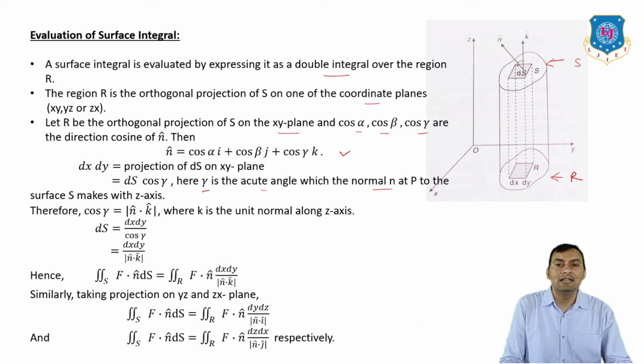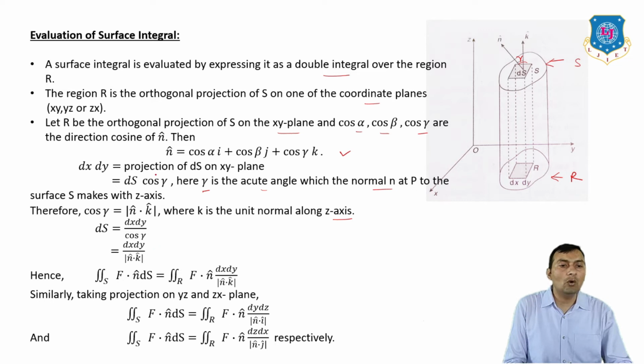It means that it is going to make an angle with this. So this will be our gamma angle. Therefore, cos gamma can be written as mod of n cap dot k cap, where k is the unit normal along the z axis.